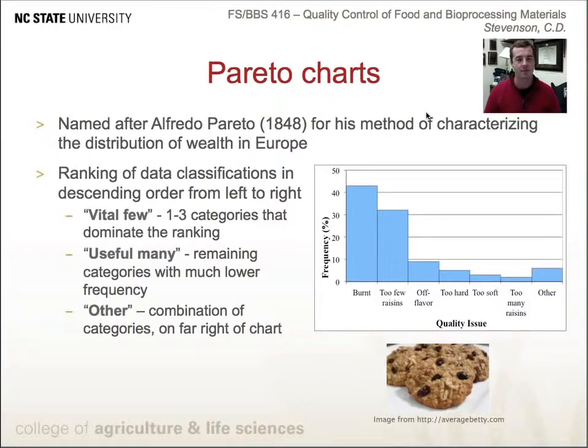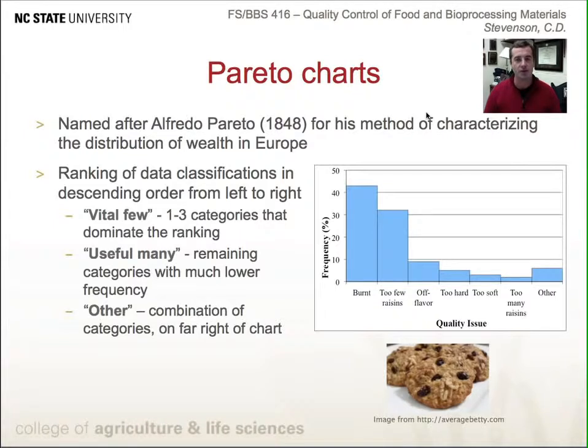So there are three concepts to keep in mind in this chart. The first is the concept of the vital few. Here you can see that the vital few categories are those that dominate the ranking. In this case, it's the burnt cookies and the cookies with too few raisins. Those clearly rise above the rest.